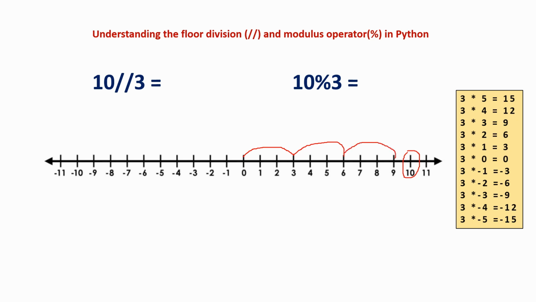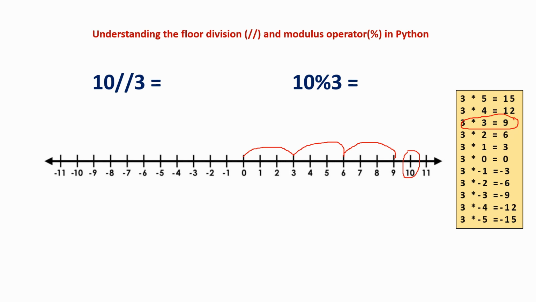See, I'm going into the number line, and I have reached a value which is just less than 10, which is 9. If you look at the table also, 3 into 0 is 0, 3 into 1 is 3, 3 into 2 is 6, 3 into 3 is 9, right? I am talking about this. 3 into 3 is 9. So if I do 3 into 4, it becomes 12.